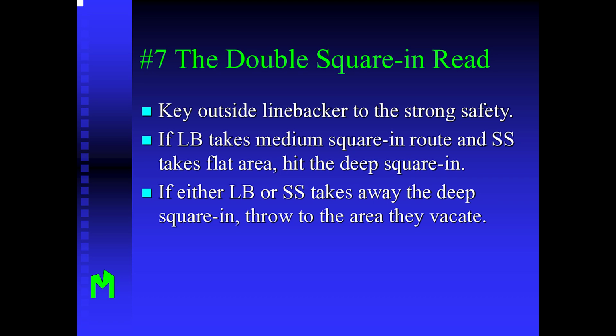The double square in read asks the quarterback to key on the outside linebacker and strong safety. If the linebacker takes the medium square in route and the strong safety covers the flat, the quarterback should hit the deep square in. But if either defender takes away the deep square in, the quarterback throws to the area they vacate. This read forces defenders to make tough choices and creates opportunities by attacking the space left open. It's a smart way to manipulate coverage and find the open receiver.